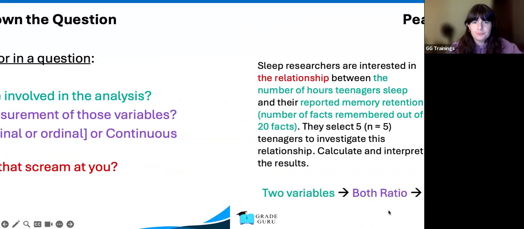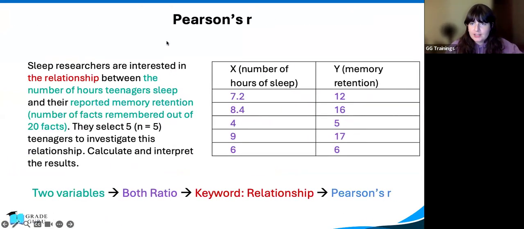Like yesterday, Pearson's R is always 2 variables. In this case they're both ratio, but they both have to be interval or ratio. The keywords used for Pearson's R are relationship, correlation, and association, those 3 words. And that gives you a Pearson's R.